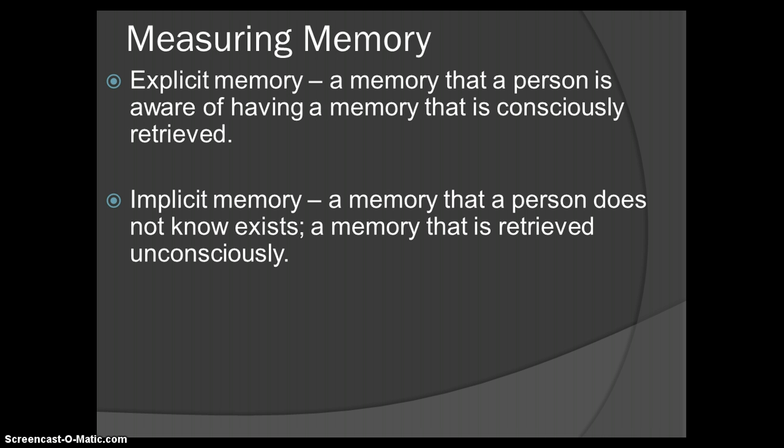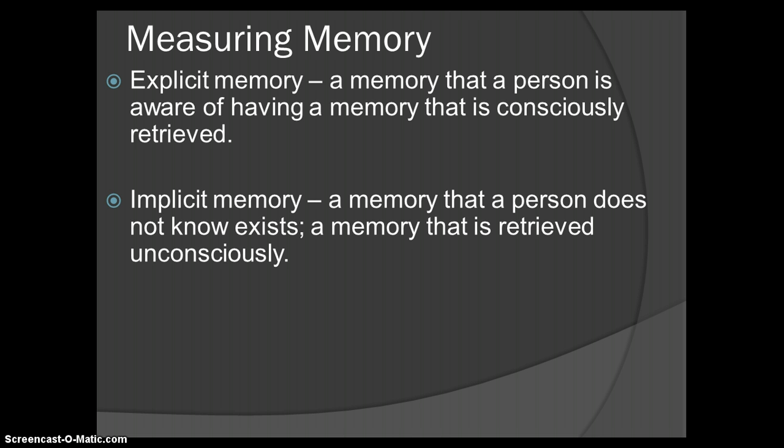So we have memory, right? But it's important to understand how we can measure memory. There can be two types of memory elements. Explicit memory is a memory that a person is aware of having, a memory that is consciously retrieved, while implicit memory is a memory that the person does not know exists, a memory that is retrieved unconsciously.